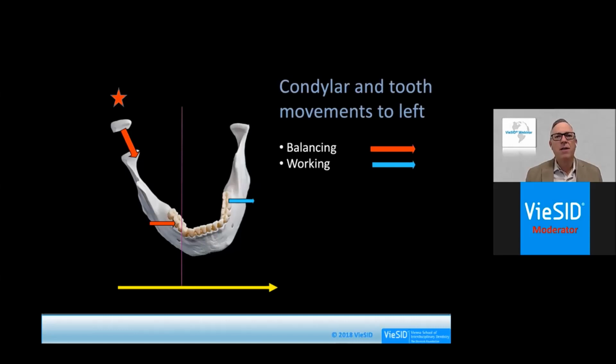Contacts on the balancing side are balancing contacts, otherwise termed mediotrusive contacts. And on the working side, teeth contacting would be working side contacts. Again, the balancing side equals the mediotrusive side, and the working side equals the laterotrusive side.